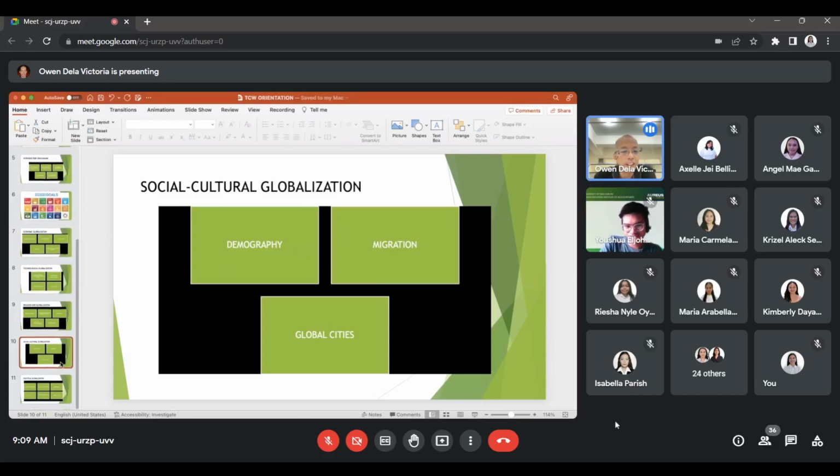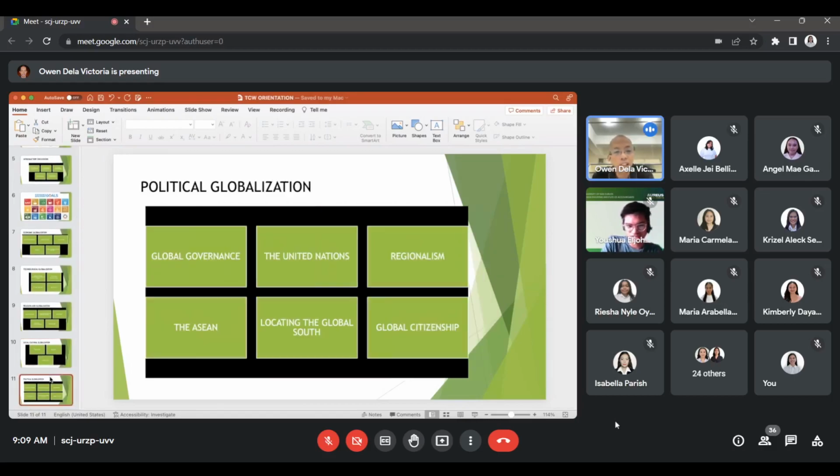Then finally, our last topics for the semester would be political globalization. So under political globalization, we have global governance. We will talk about the United Nations. We will talk about regionalism. We will discuss the impact of the ASEAN. Now take note, class, that there is already the ASEAN integration. The ASEAN integration started happening in 2015. And how will that affect you? How will that affect us?